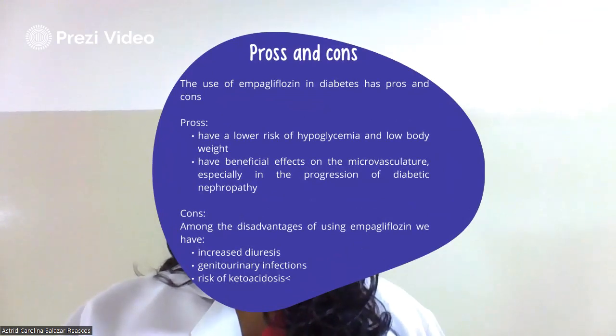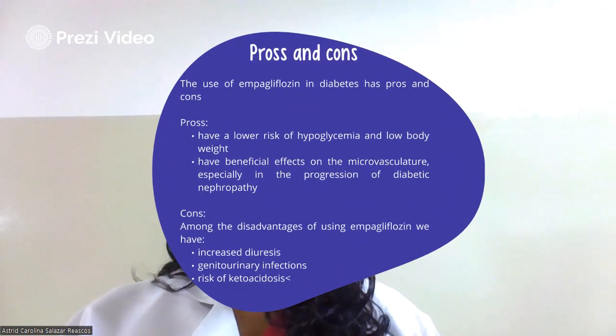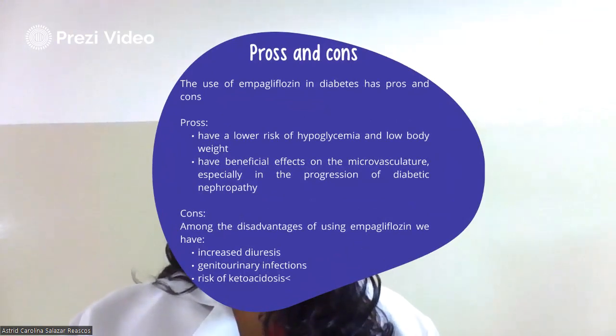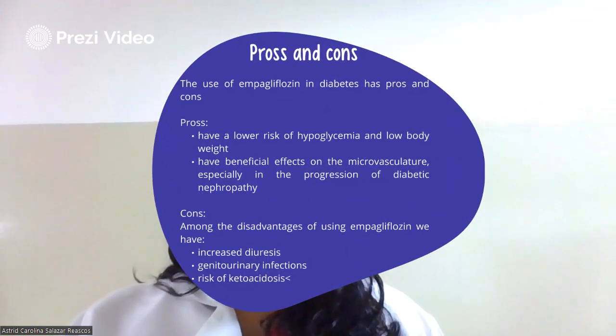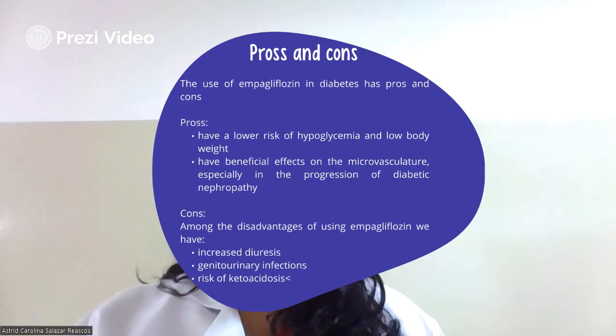Pros and cons. The use of empagliflozin in diabetes has pros and cons. Pros: a lower risk of hypoglycemia and lower body weight, and a beneficial effect on the microvasculature, especially in the progression of diabetic nephropathy. Cons: among the disadvantages of empagliflozin, we have increased risk of urinary infection and risk of ketoacidosis.